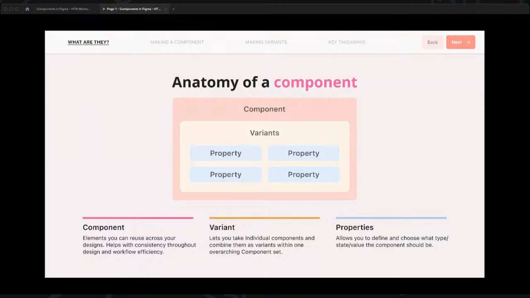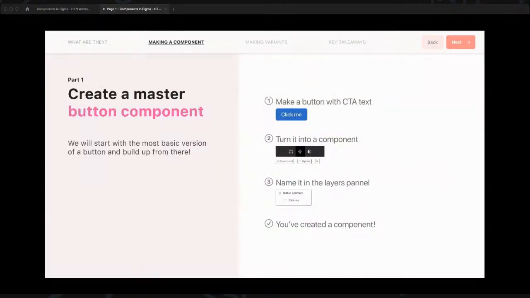Okay, moving on to the next one. Here we'll start the more interactive part, where we'll get to make a component together. I think you'll get the most out of this workshop by following along and building these out in your own Figma files with me. So let's start with building the most basic variation of a button component and go from there. The most basic variation is a button in its primary state.